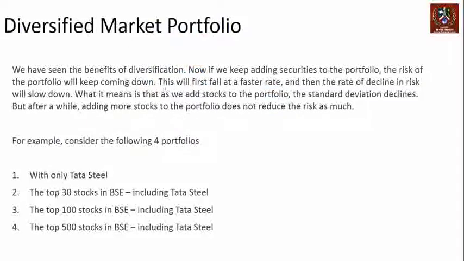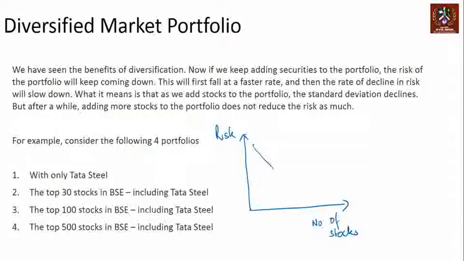Now, we've already seen the benefits. If we keep adding securities to the portfolio, usually the risk of the portfolio keeps coming down. So if we were to plot the risk of the portfolio on the y-axis and the number of stocks on the x-axis, typically, if you have one stock, you have a certain risk, and then as you keep increasing the number of stocks, the risk will keep coming down.